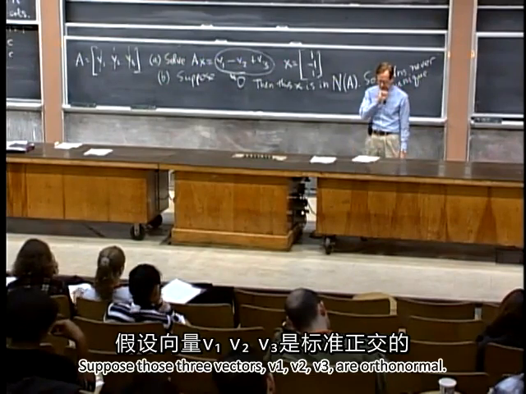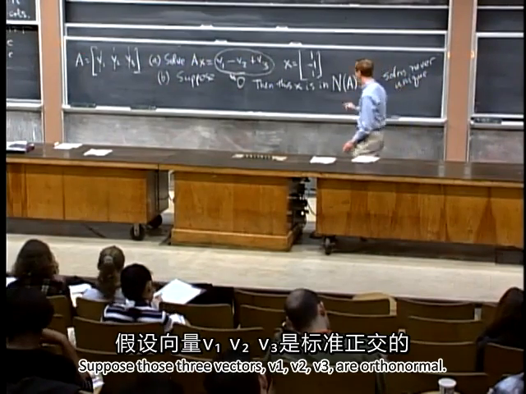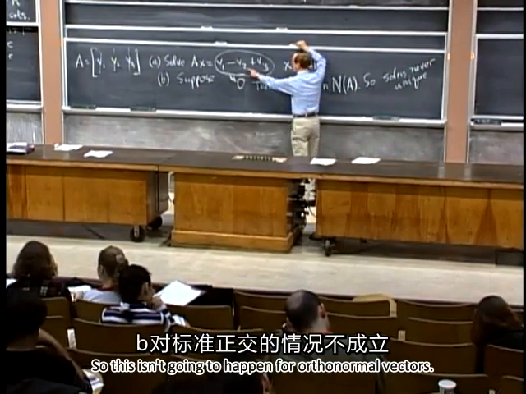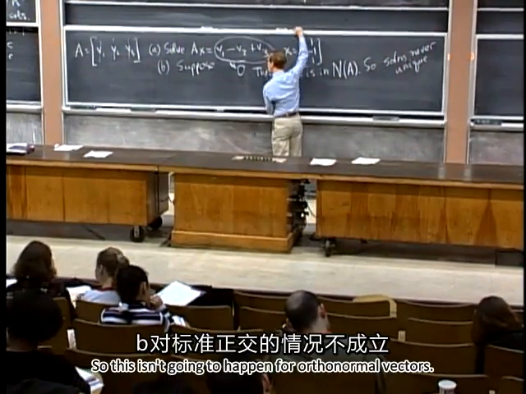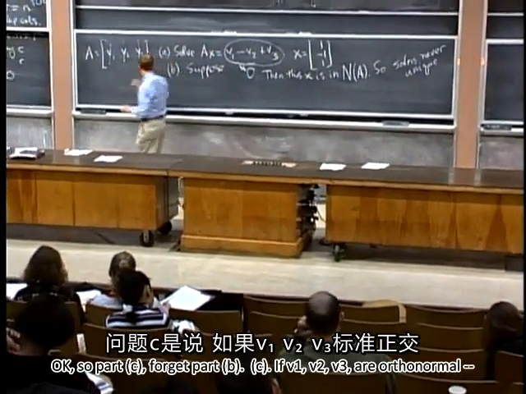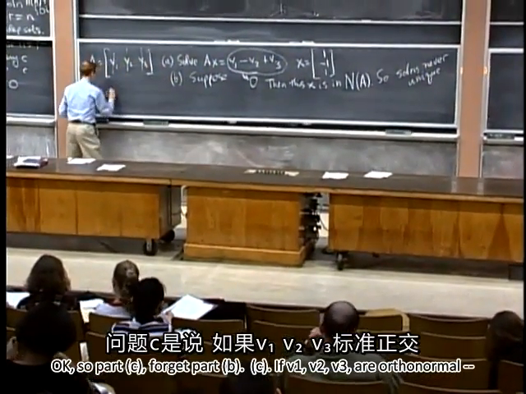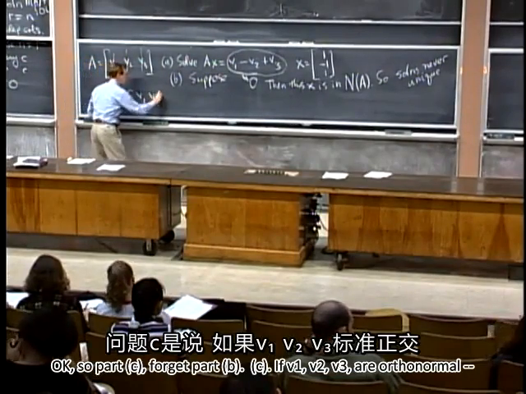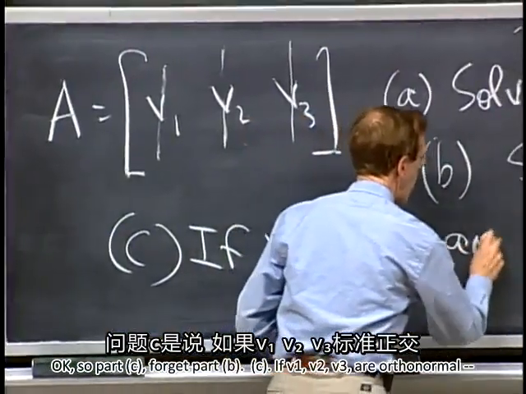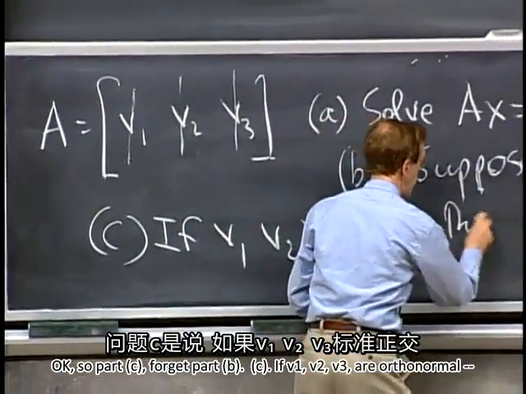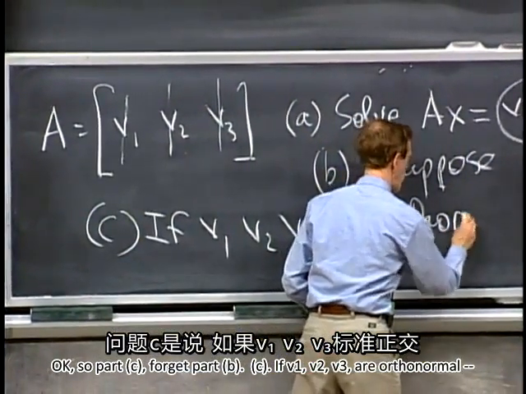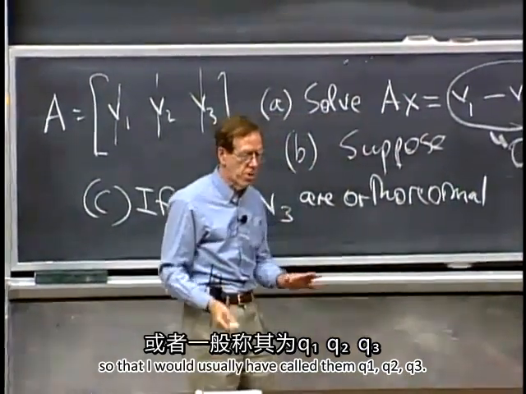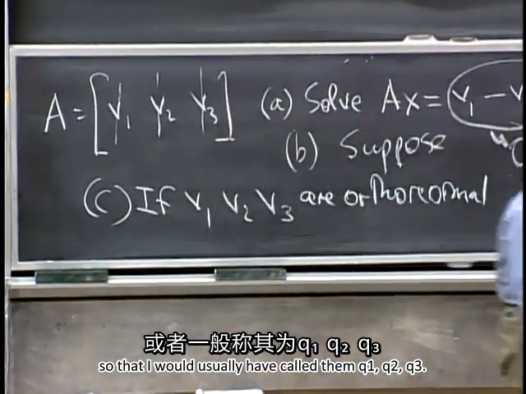Suppose those three vectors, v1, v2, v3, are orthonormal. This isn't going to happen for orthonormal vectors. Okay, so part C. Forget part B. C. If v1, v2, v3 are orthonormal, so that I would usually have called them Q1, Q2, Q3.